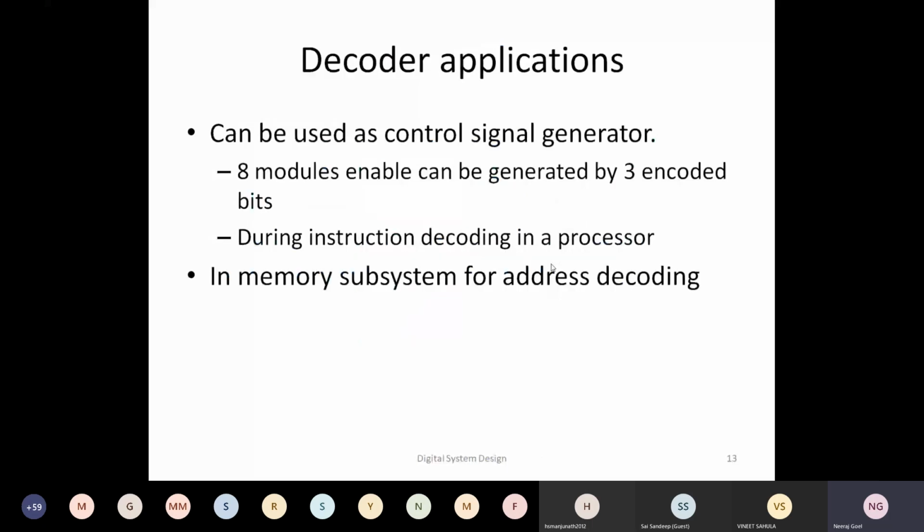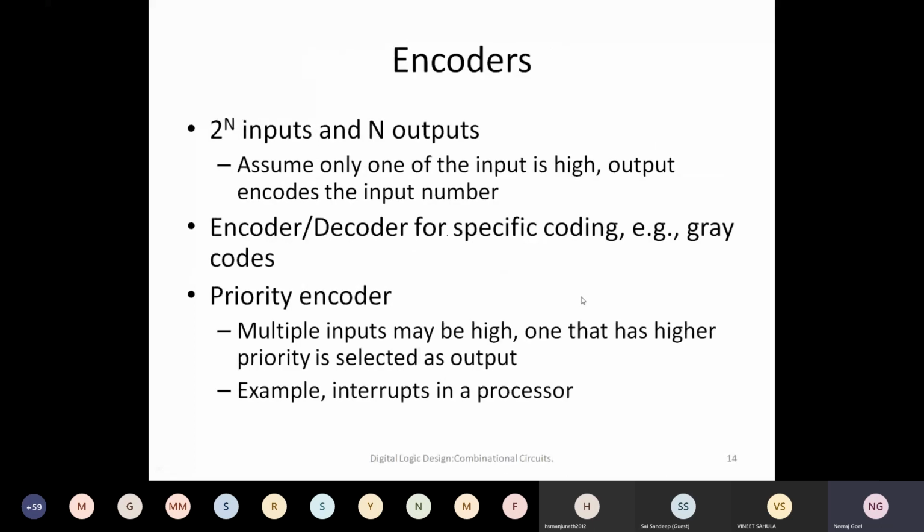In the memory subsystem also, for address decoding, we use decoders. Okay, the reverse of a decoder is an encoder circuit. In an encoder, you will have 2 power n inputs and n outputs, and we make sure that only one of the inputs is high, and whatever is the input number, that particular number would be reflected in the output.